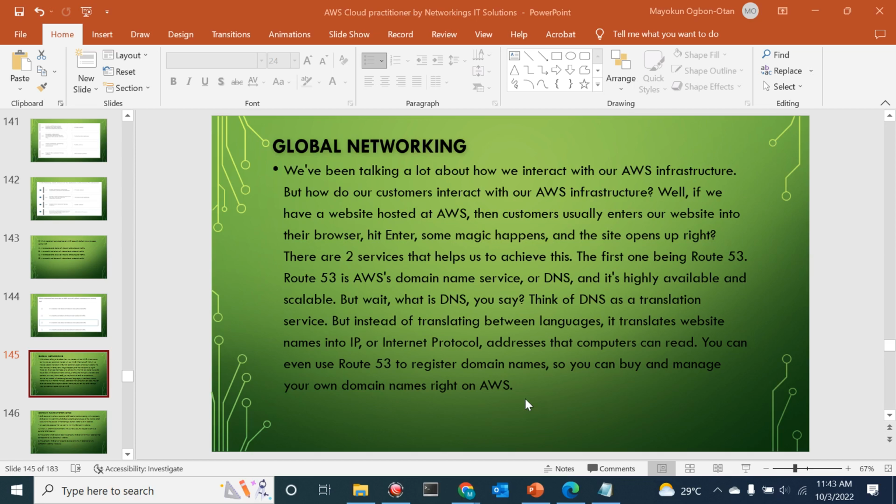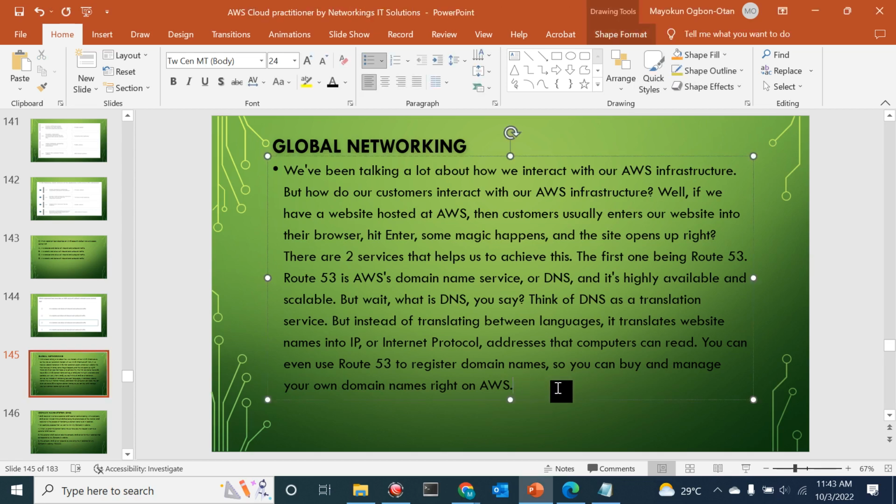But wait, what is DNS, you say? Think of DNS as a translation service, but instead of translating between languages, it translates websites into IP, or Internet Protocol, addresses that computers can understand. You can even use Route 53 to register domain names, so you can buy and manage your own domain names right on AWS. Thank you so much.